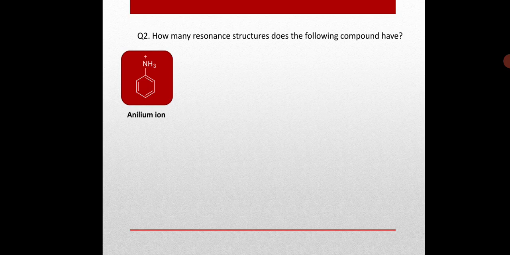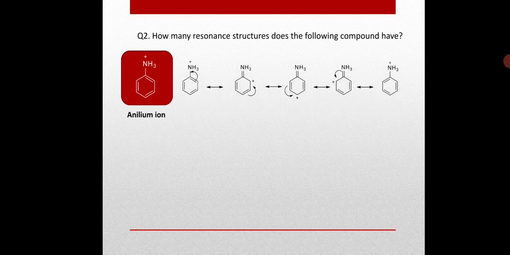The moment you get the question, you start drawing the resonance structures, because the double bond of the phenyl ring is adjacent to the positive charge. So you immediately start drawing the resonance structures. These are the 5 resonance structures, so you write that the number of resonance structures is 5 for the anilinium ion, and you get the answer wrong. The number of resonance structures in the anilinium ion is only 2.